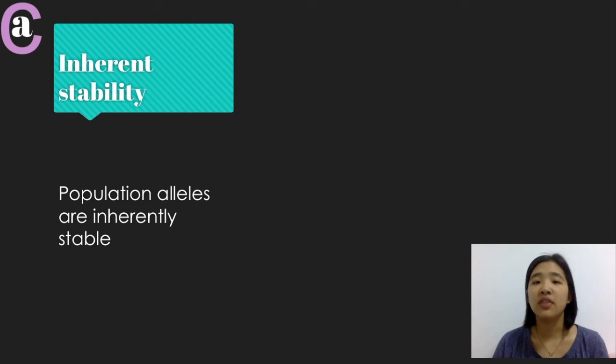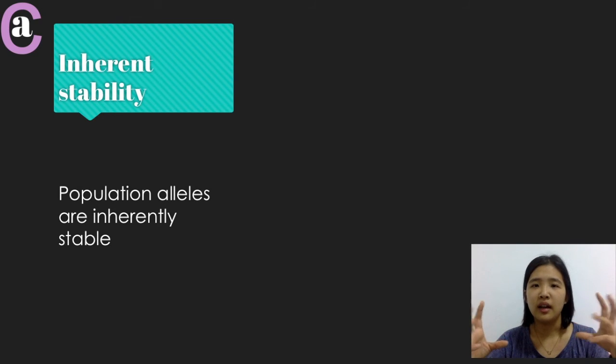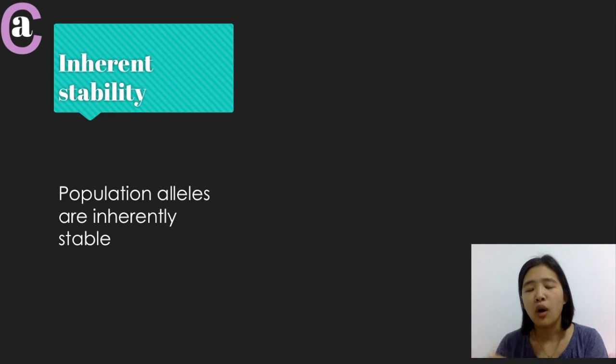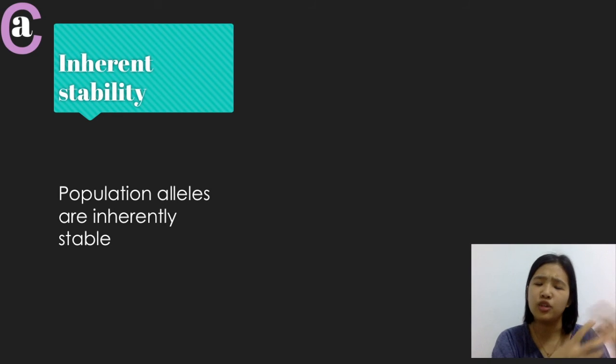All right, and then the last part of the concept is that populations are inherently stable in their allele frequency. Sometimes this is hard to understand because you think, well, the dominant trait is just going to dominate, and eventually all of the alleles will be dominant because everything will figure itself out, and then all of the heterozygotes will show the dominant trait. But actually, the allele frequencies do not change.